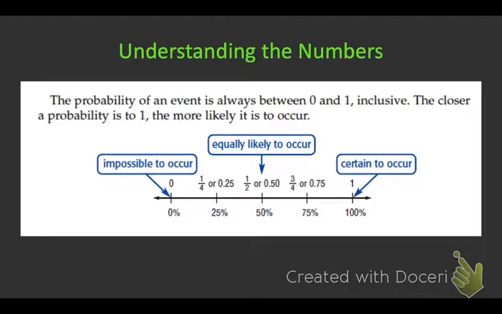Okay, so this is the probability number line. 0 is impossible to occur, 100 is certain to occur, 50% is it's equally likely to occur or not occur. Okay, you can't have a probability over 100%, and you can't have a probability under 0%. That wouldn't make sense.